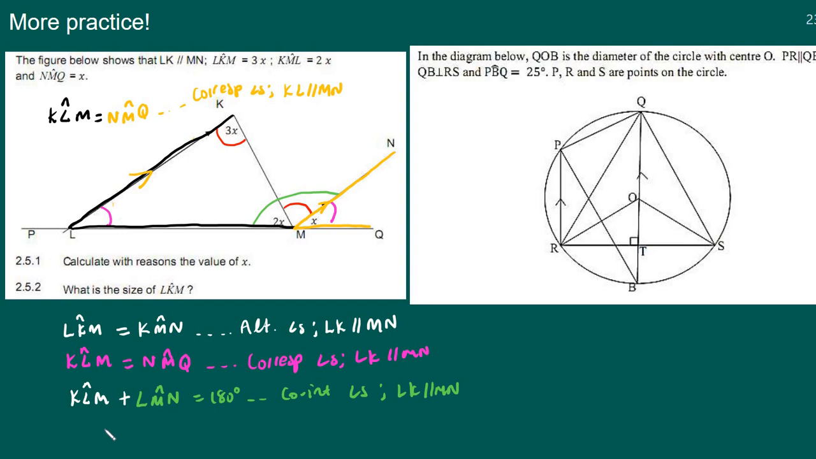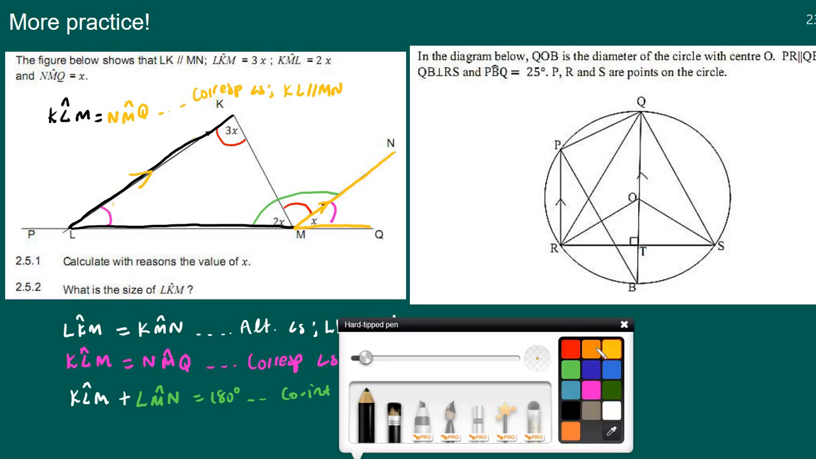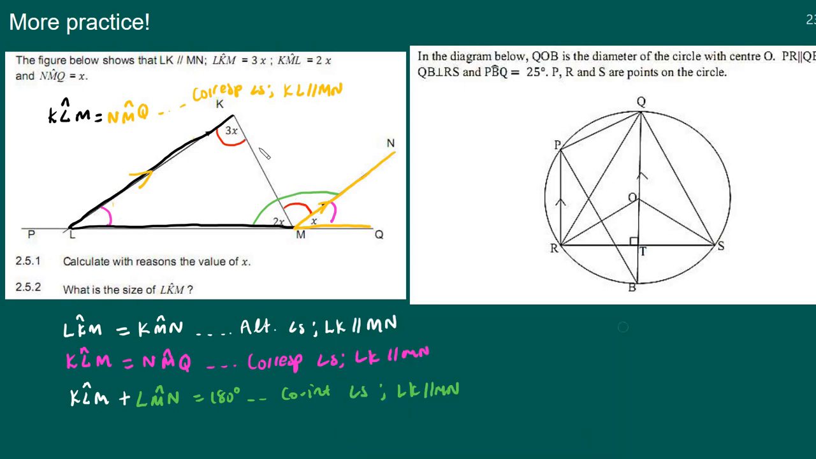Miss Vanessa? So I think I saw another angle. It's NML, this one. Yes, it is equal to KLP. Perfect. NML is equal to KLP. Perfect.